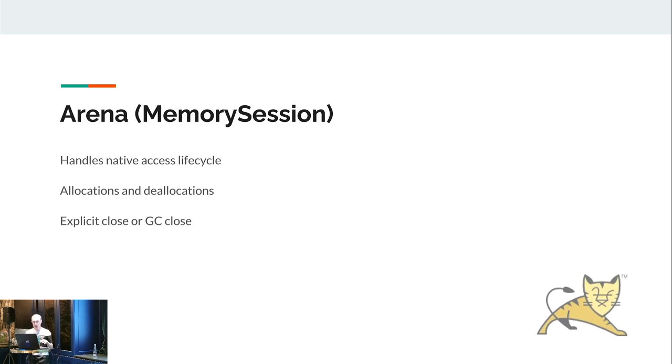So the main concept of the API is to have a memory session, which is now called an arena object. It handles the life cycle of the native code. It handles allocations and deallocations. The safety of that process will come through gating the closing, which triggers the deallocation, through either an explicit close of the session or triggered through garbage collection.